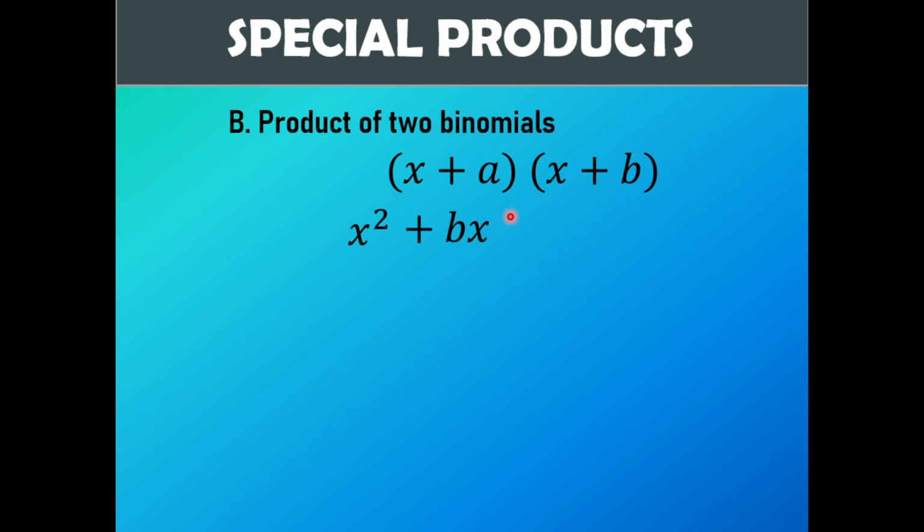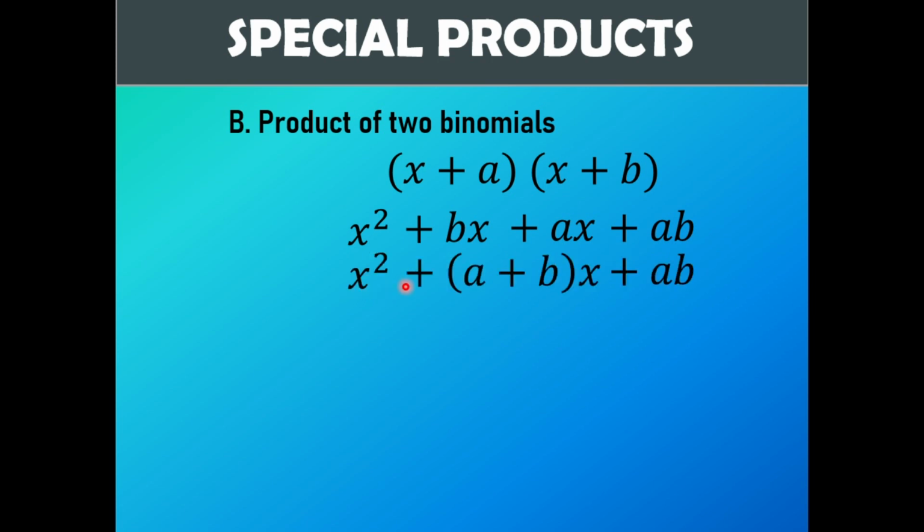I stands for inner terms. So a times x is positive ax, and the last terms, a times b, is positive ab. Now the second and the third terms have the same literal coefficient, so we can simplify this one. So x squared plus the sum of a and b multiplied by the literal coefficient x, plus ab. So let's have an example.